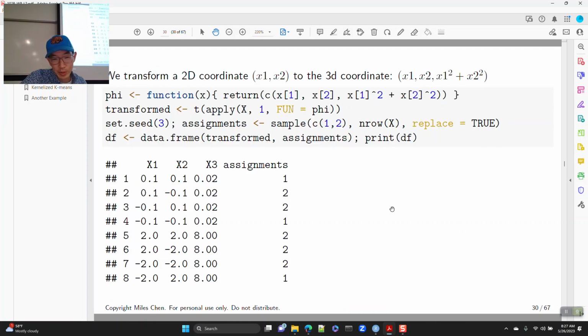But we're going to use this transformation function. So I'm going to do my transformation into 3D as x1, x2, and then x1 squared plus x2 squared. So I've got 0.1, 0.1, and then if I do x1 squared and x2 squared, I get 0.02, right? And then 2 squared and 2 squared, 4 and 4, gives me 8. And so when I transform this into 3D, the x1 and x2 coordinates remain the same, and now I have this additional third coordinate of 0.02s and 8s, okay? And then I randomly assign the points into cluster 1 or cluster 2, and these are my random assignment of who belongs to which cluster.